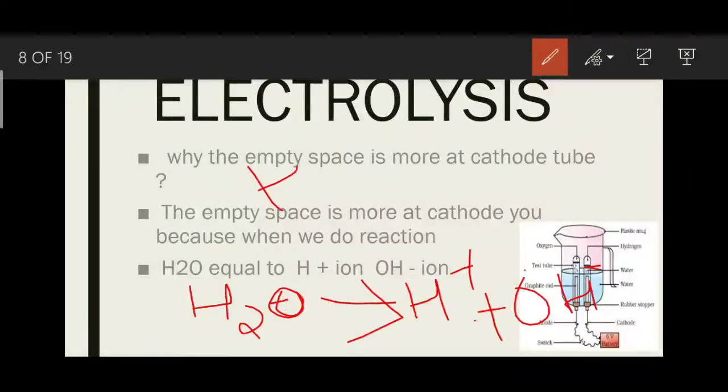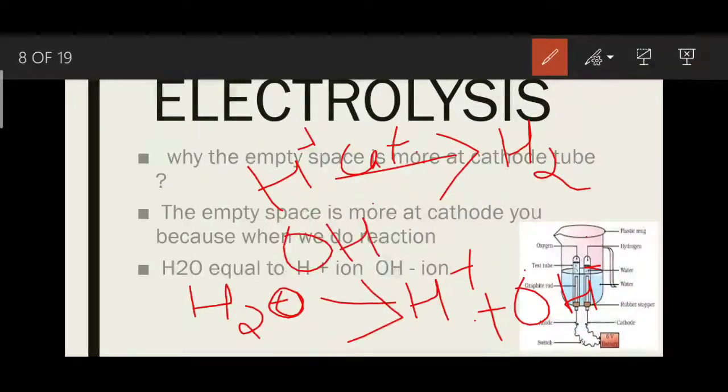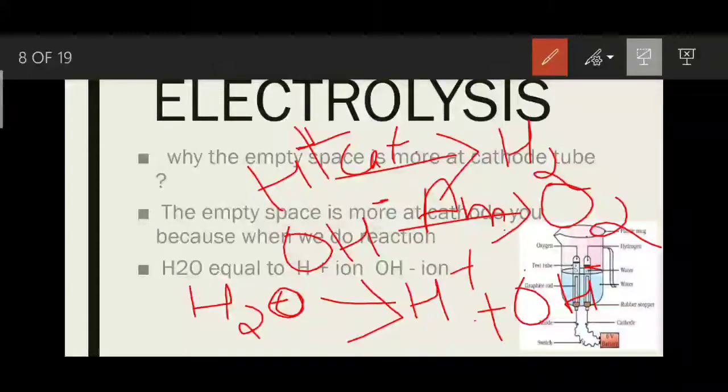So H plus ions go to the cathode and form H2 gas, whereas OH negative ions, these are plus ions, these are negative ions, go to the anode and form O2. Okay, they form O2. So let's see what is the problem here.